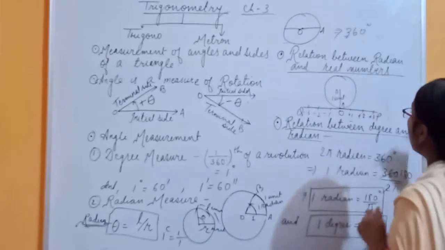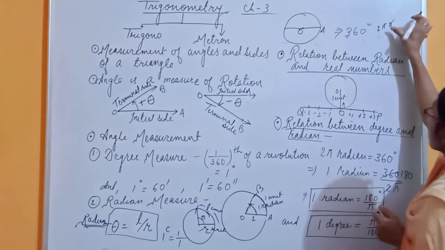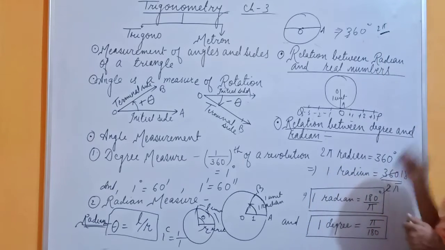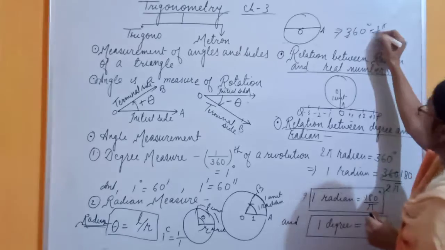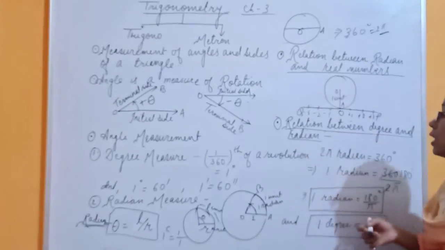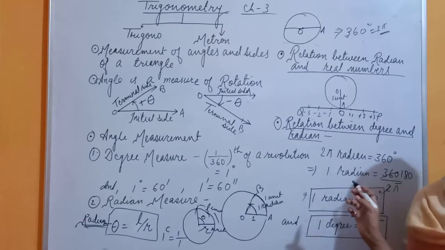Why is it said to be 2 pi? Because in a complete revolution you get 2 pi r, and if it is a unit radius, then in radian it is 2 pi. Now you compare them and you get the relation between radian and degree. I have written that 2 pi radian is equal to 360 degree.